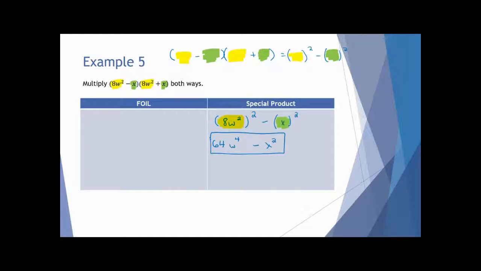So this is basically the same one that I just did. It still has the minus in between. It's just a little more complicated to show you what to do when you have those other exponents in there. Now, if I'm going to do this with FOIL, I'm going to try to write smaller here so I have more room.